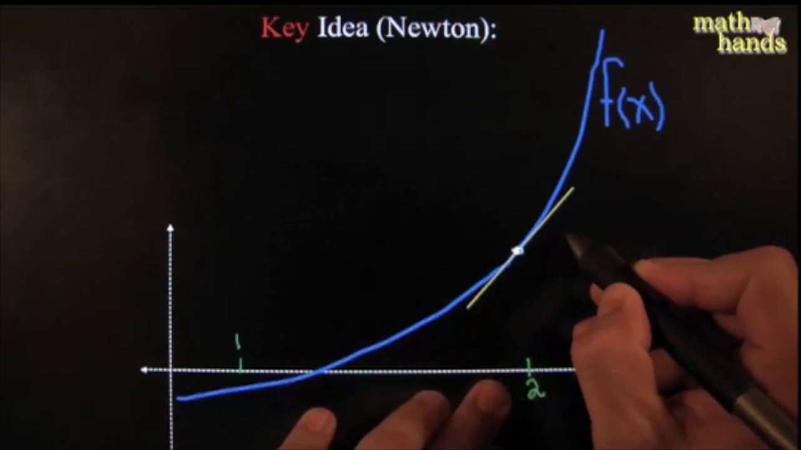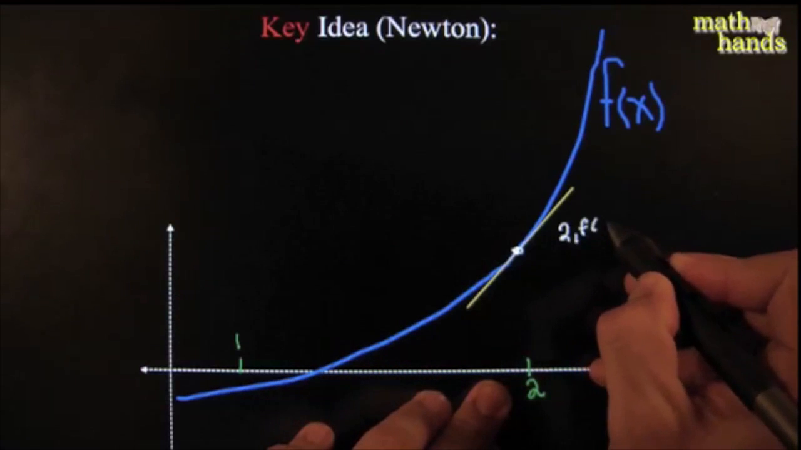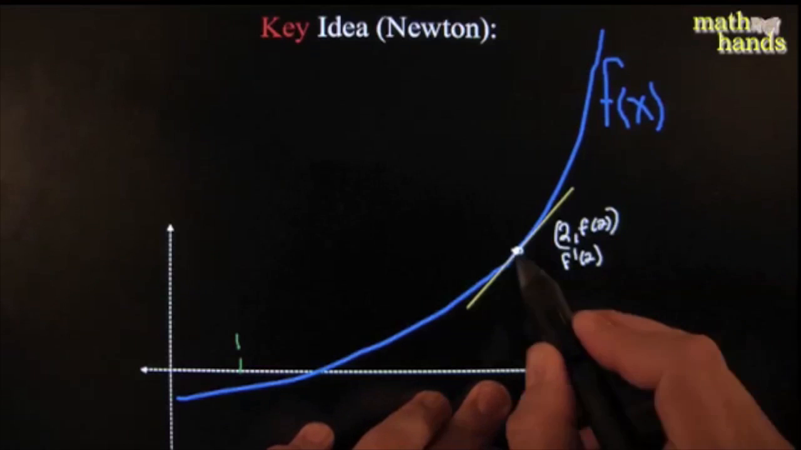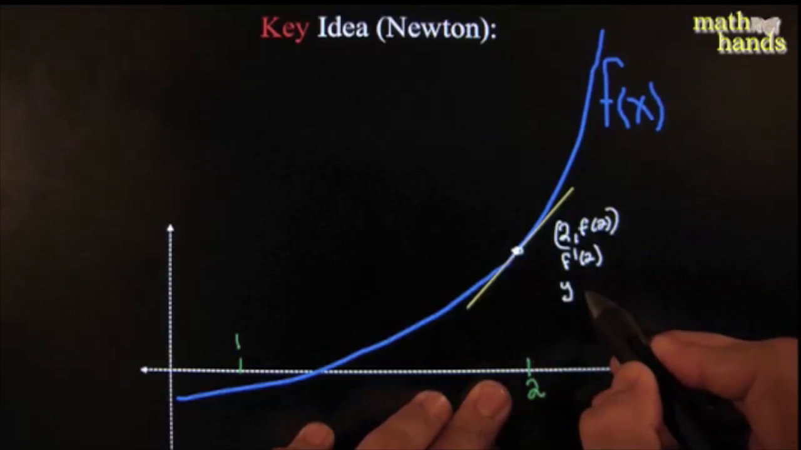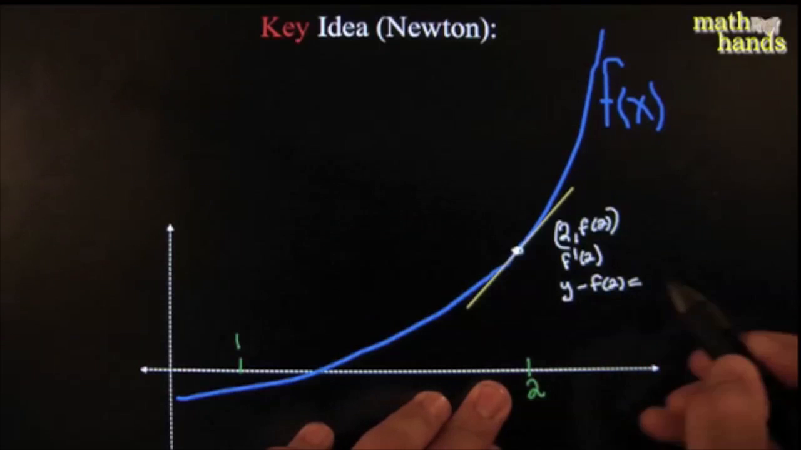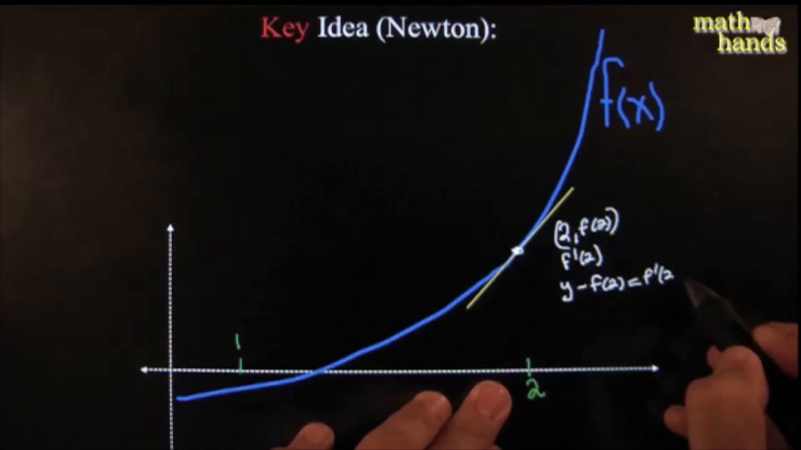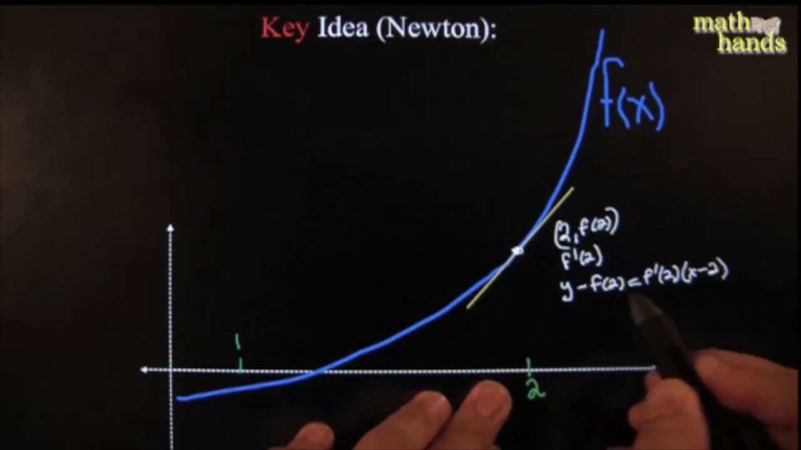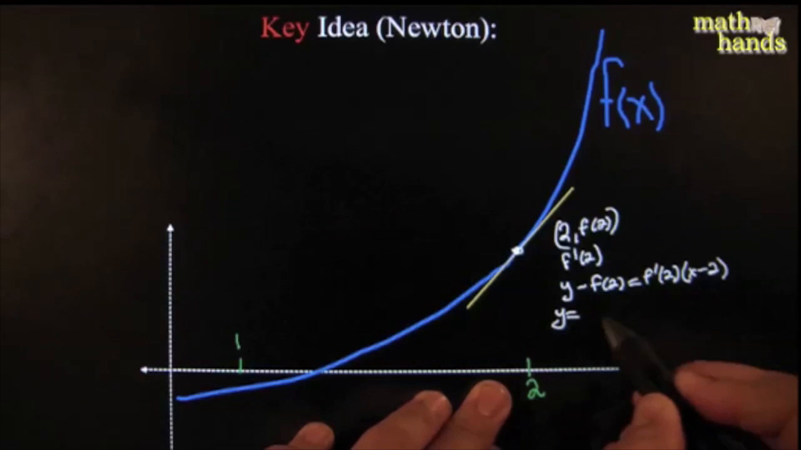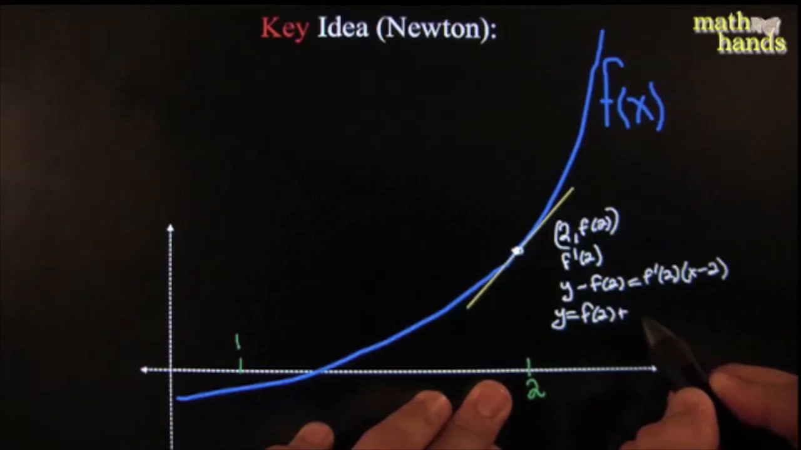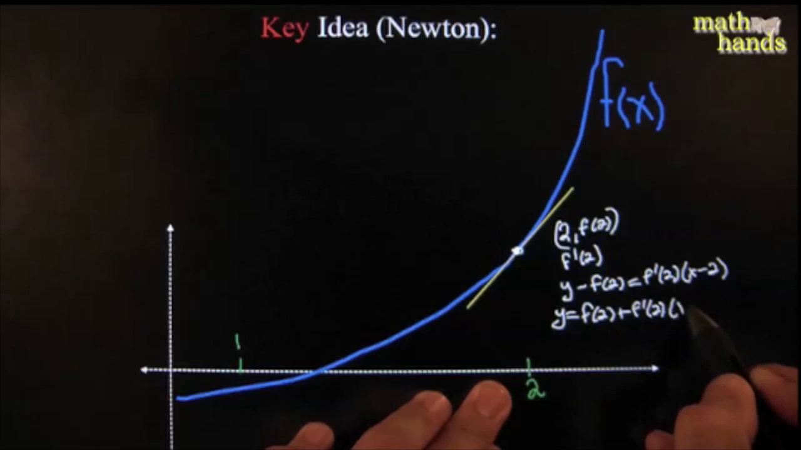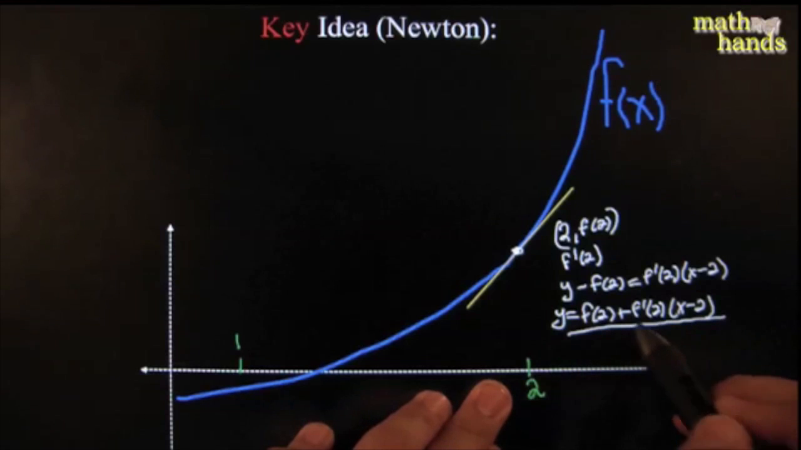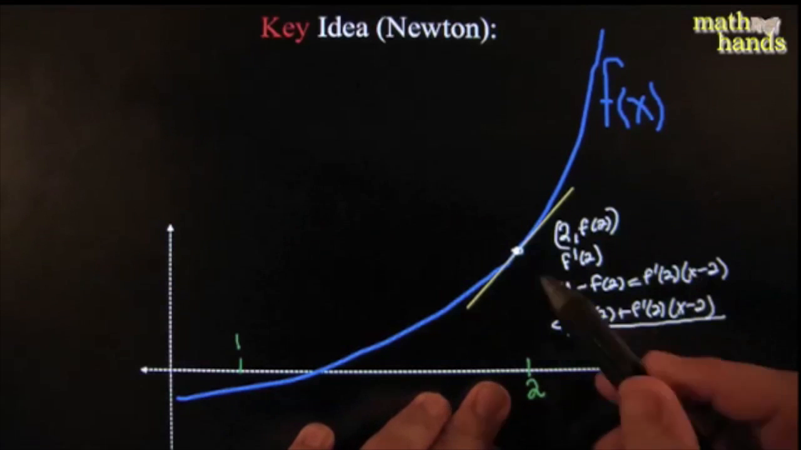Of course, the point on there would be 2 comma f of 2, and the slope would be f prime of 2. Therefore, that equation would be y minus f of 2 is equal to the slope times, how many times have we done this? We're going to do it many, many, many more times. You better get used to this. This is so, so important. y = f of 2 plus f prime of 2 times x minus 2. That is, my friends, the equation for the tangent line at 2, assuming that such a thing exists.